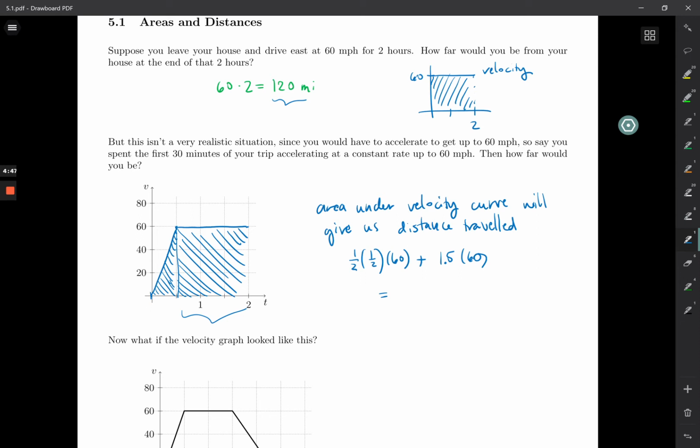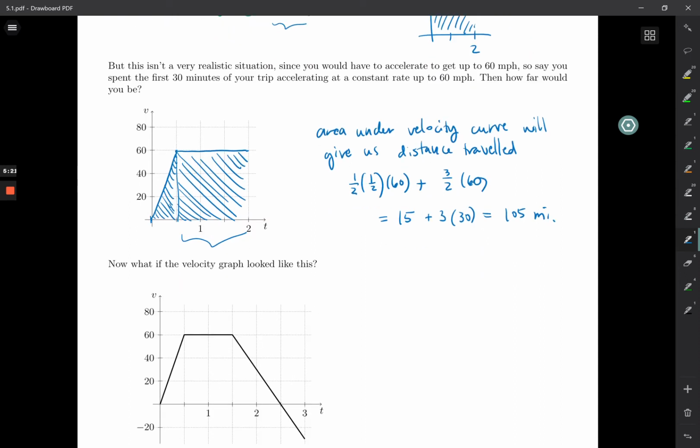We would get 60 divided by 4, which is 15. And then I'll actually write this as 3/2 instead of 1.5 to make this easier to simplify. So we would get 3 times, dividing 60 by 2 would give us 30. And then we can just finish this off. That would be 90 plus 15, which would be 105, right? So 105 miles is how far you would be away.